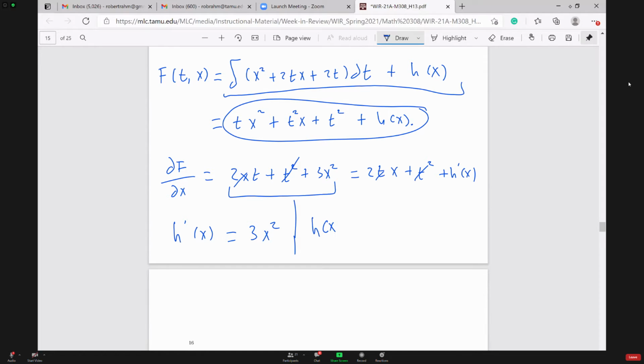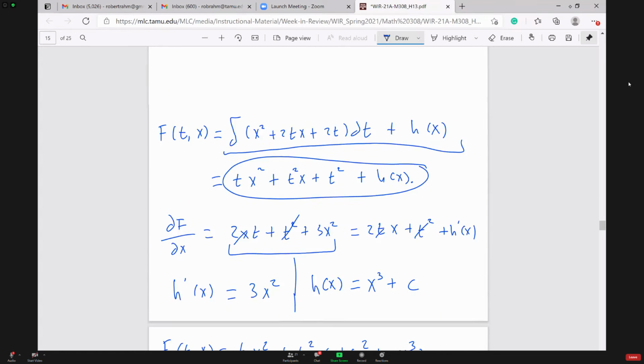So this means h of x is going to be x cubed plus some constant. And so f of t, x is equal to tx squared plus t squared x plus t squared plus h of x, which is x cubed, plus some arbitrary constant.